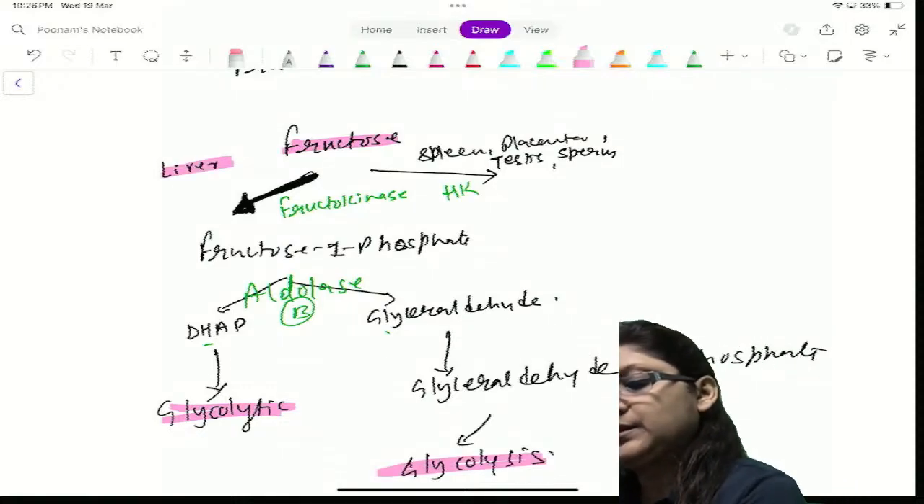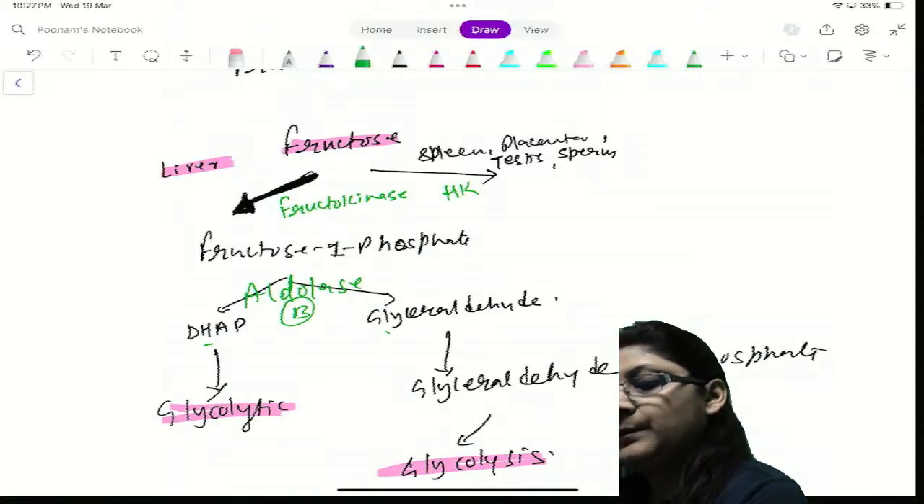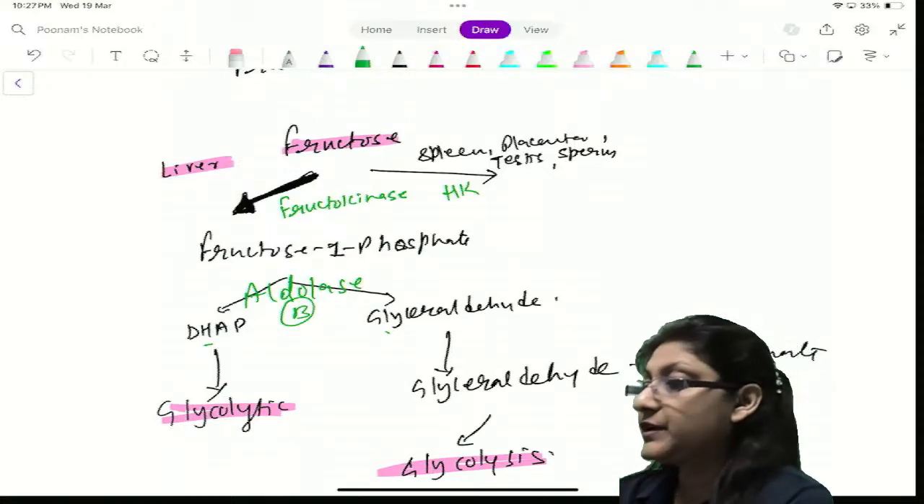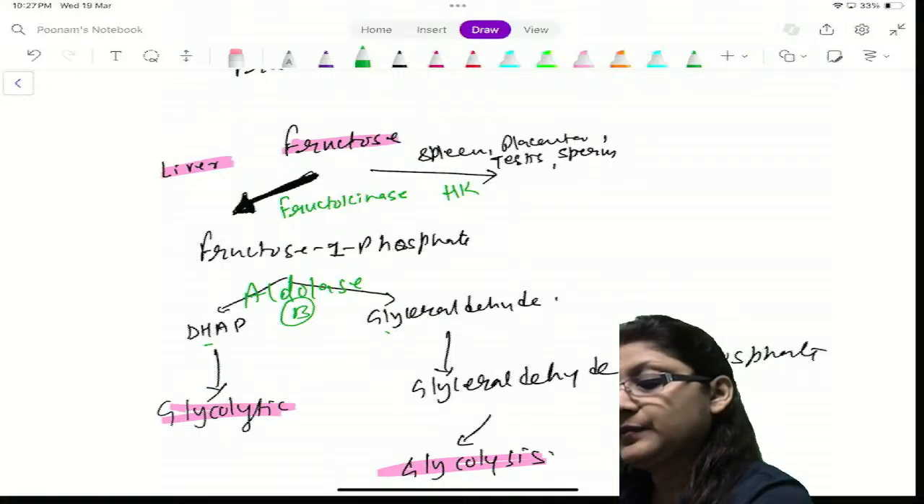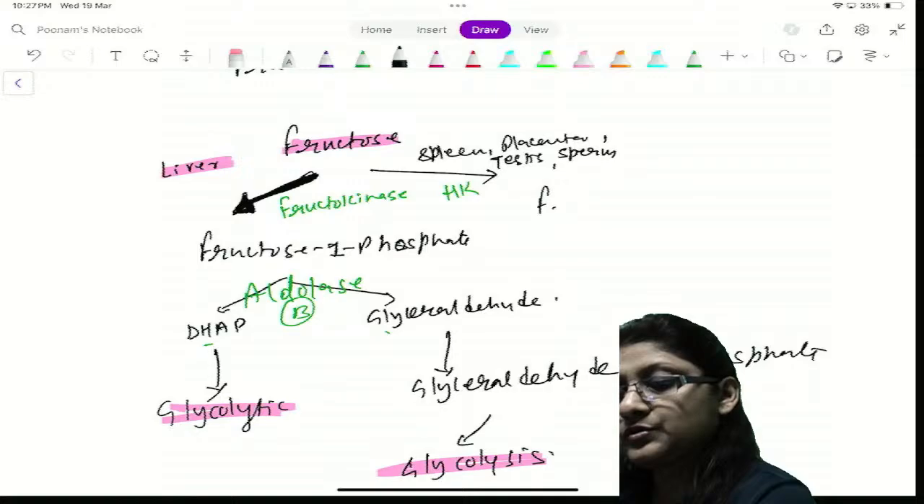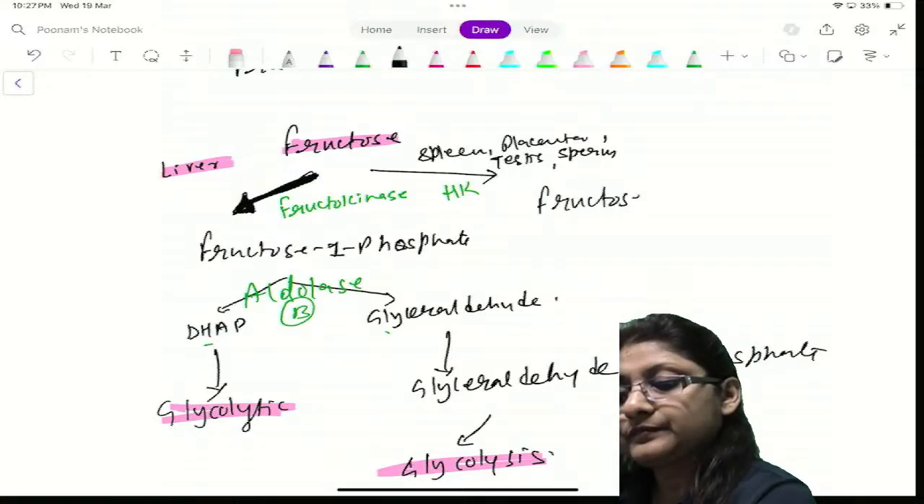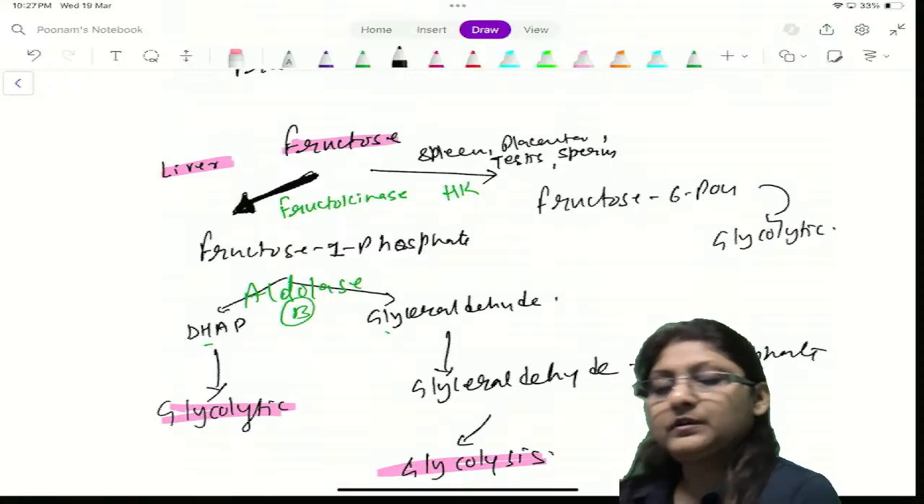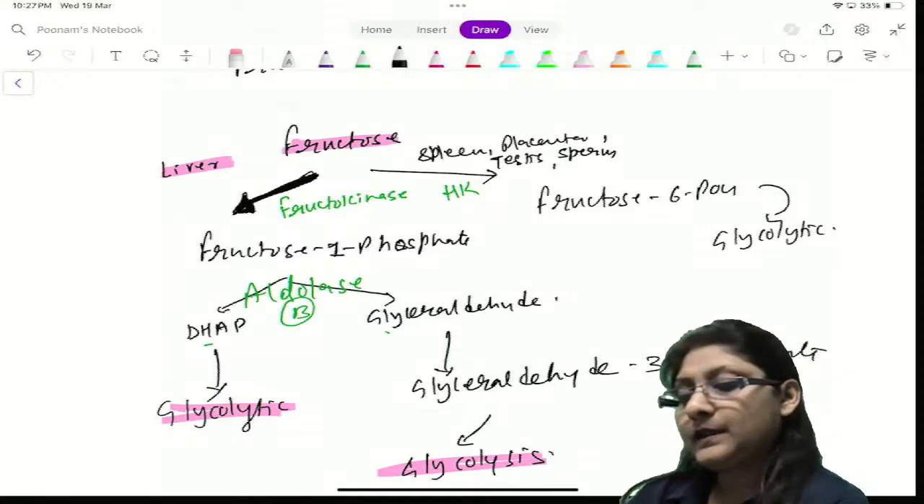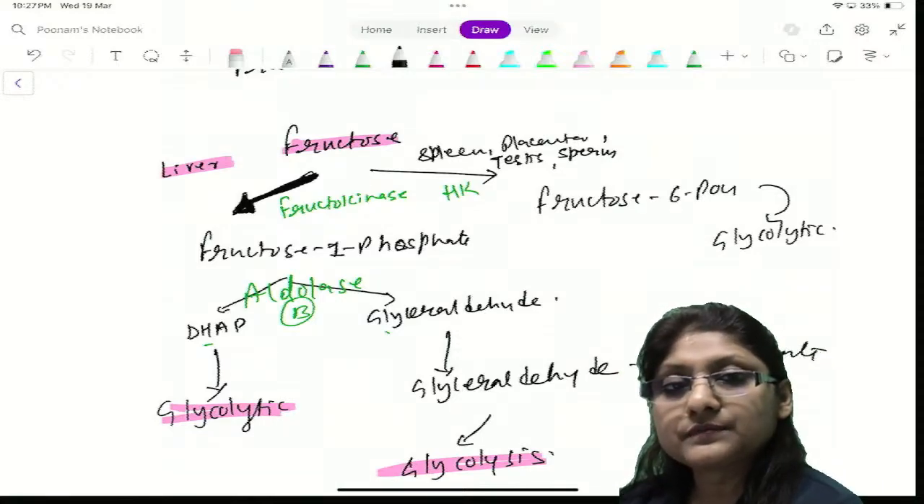Even in extrahepatic tissue, the same thing is happening, but the starting enzyme is going to be different, and that is going to be hexokinase, which is converting fructose to fructose 6-phosphate. And this is going to enter the glycolytic route, because this, of course, is an intermediate of glycolysis.